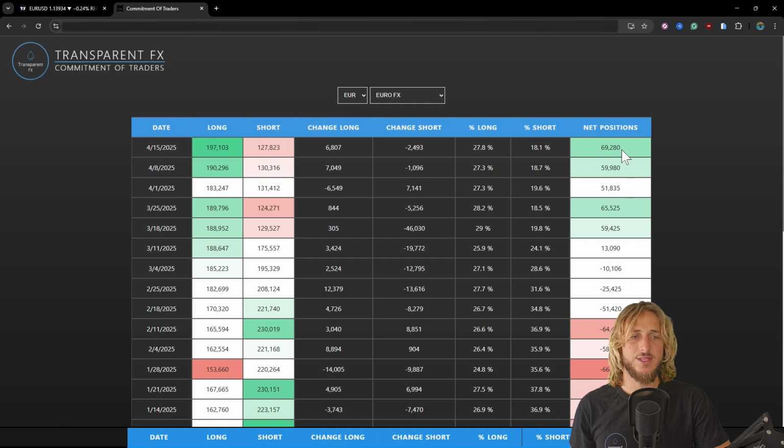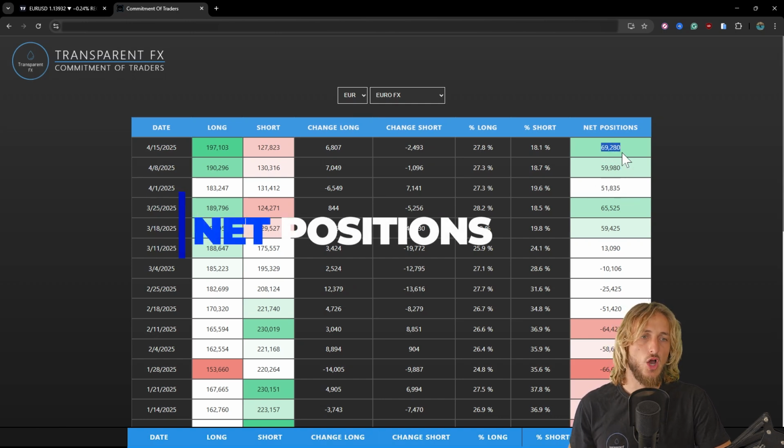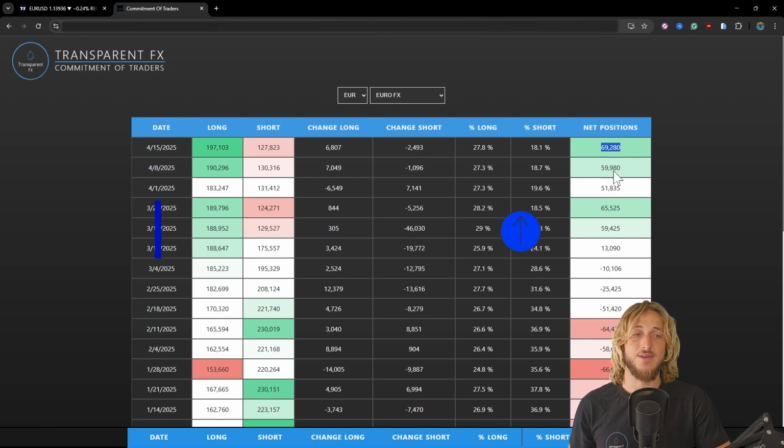And we can see how with the last reports, net positions went from 51.8k all the way up to 69.2k. So we had a massive increase of net positioning, showing how a massive amount of longs are getting added from an institutional perspective and shorts getting closed. We had 7,000 longs added, 1,000 shorts closed with the previous report, 6,800 longs added with the last report on EURUSD from an institutional perspective, and 2,400 shorts getting closed.